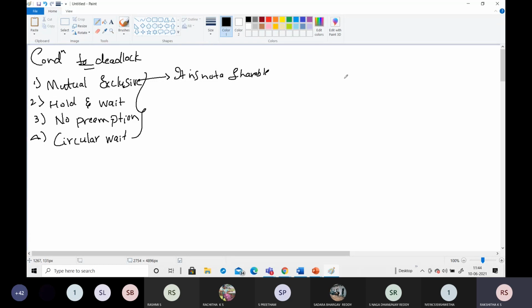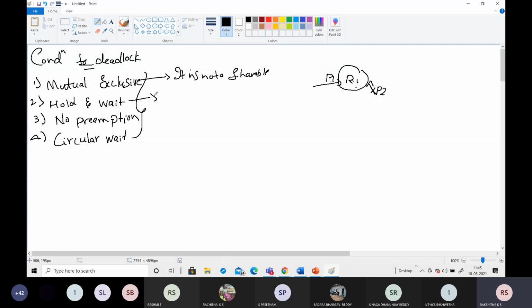For example, let me take R1 as the resource here and P1 is accessing that resource. If at the same time P2 comes to access the resource, it is not possible, because this mutual exclusion is not shareable. It doesn't share any data. So this resource cannot be shared between any two other processes. If it is a shared variable or shared memory, then you are going to face the deadlock condition.